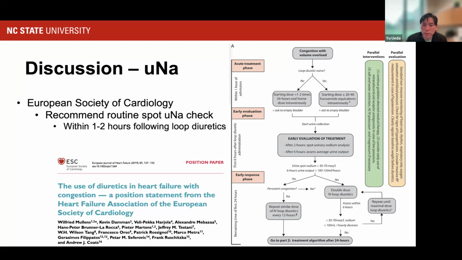Then they also recommend measuring the urine volume output about 6 hours after furosemide administration. And of course, if the patient has a high sodium concentration, more than 50 or 70 millimoles per liter in the urine, and also increased urine output, we can say the patient is responding to the furosemide, so they can continue the treatment with the same dose of furosemide they gave before the spot urine sodium concentration check and the urine volume output check.